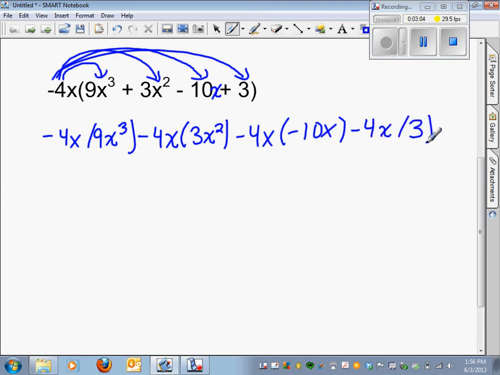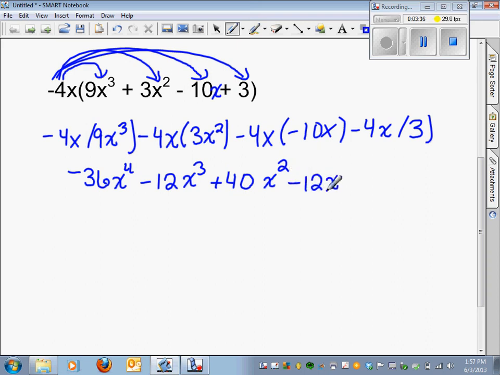Now for the multiplication, negative 4 times 9 is negative 36, and x times x to the third will give us x to the fourth. Negative 4x times 3x squared will give us negative 12, and x times x squared would be x to the third. The third term, negative 4 times negative 10, will give us a positive 40, and the x times x is x squared. Negative 4x times 3, negative 4 times 3 is negative 12, and then the x.